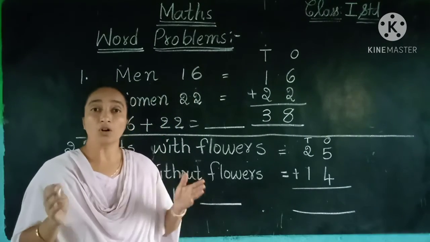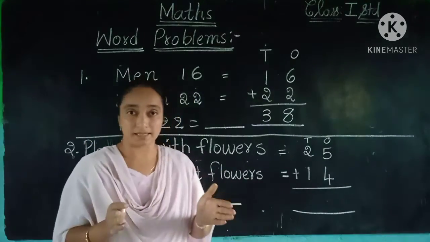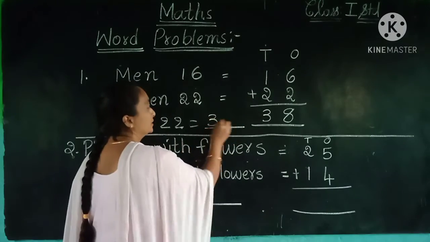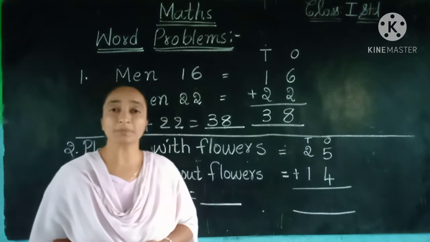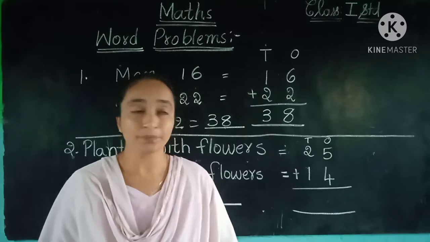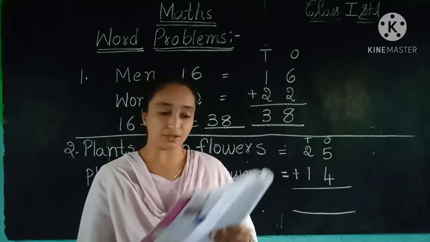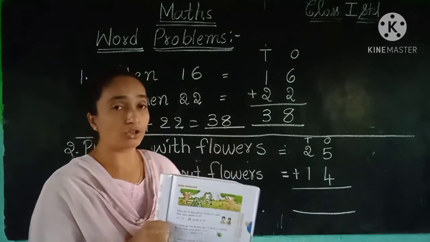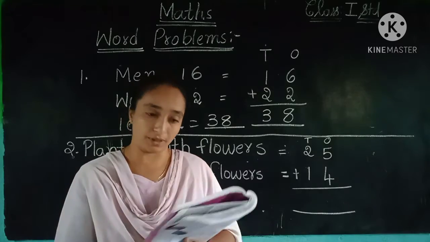So total all together, how many people are there in a park? Yes, there are 38 people. So here we can write, children, 38. There are all together 38 people in a park. So easily we have completed the calculation. The first one they have already done in our textbook. This sum they have already calculated in our textbook, children, the answer itself. So let us do the second one.